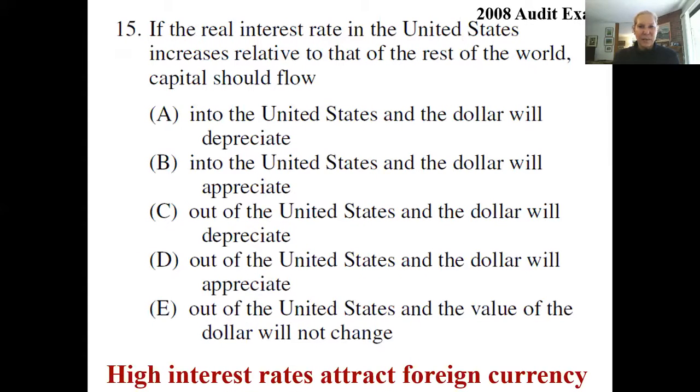Okay, here's another exam question. If the real interest rate in the United States increases relative to that of the rest of the world, capital should flow into the United States and the dollar will appreciate. High interest rates attract foreign currency. Okay, moving on.